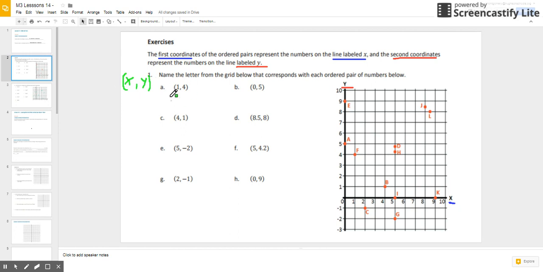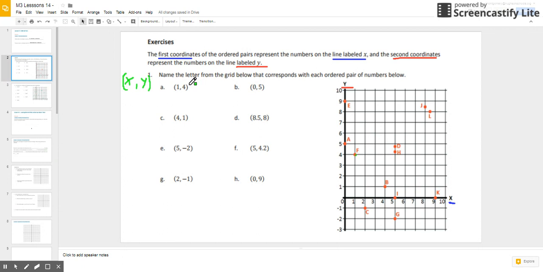Remember, we always start here at the point (0, 0), where the lines intersect. So first, the x is 1, so it goes over 1, and then it goes up 4. And of course, if it goes up 4, it runs into this F point right here. So this is equal to the F value, or the F point.